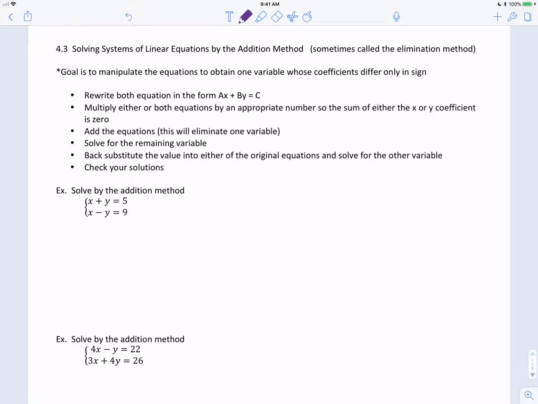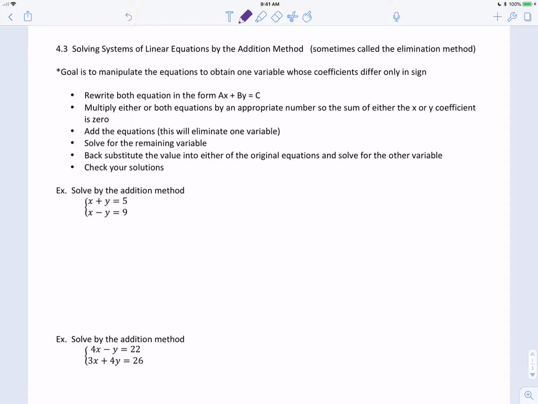All right, our last method of solving systems of linear equations is called the addition method. It is sometimes called the elimination method, so those terms can be used interchangeably. Our goal here is to possibly manipulate our equations so that one of the variables has a coefficient that's positive and the same coefficient that's negative in the other equation, so that if we add those together, we end up with 0 for one of those variables, and that eliminates one of the variables. That's why we call it either the addition method or the elimination method.